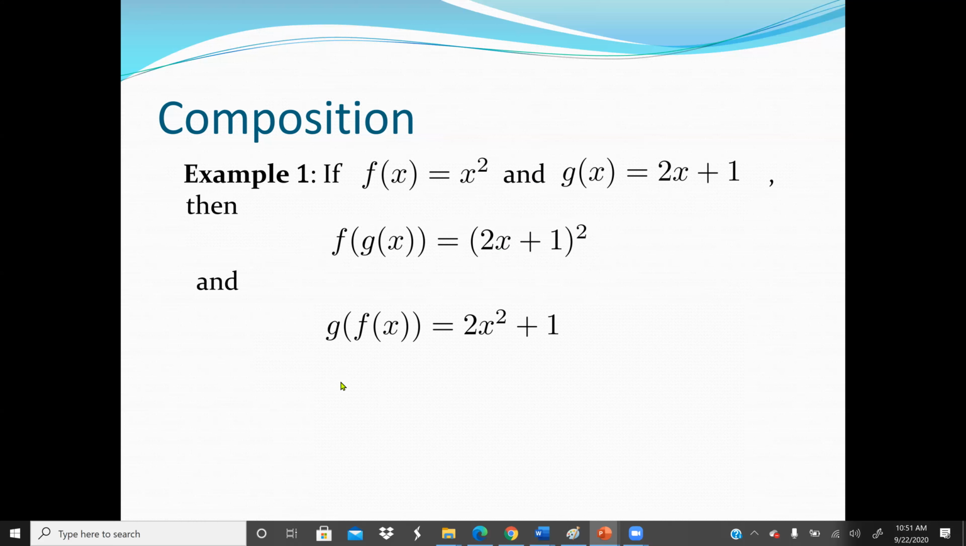Now if I'm going to find g f at x, first I'm going to write the g. Then anywhere I see x, I'm going to replace it with x squared. So we get 2x squared plus 1.